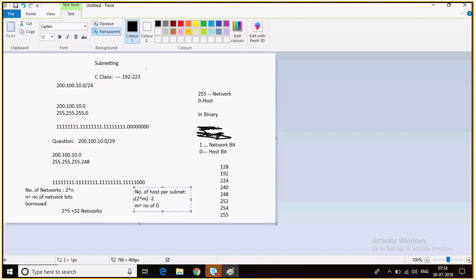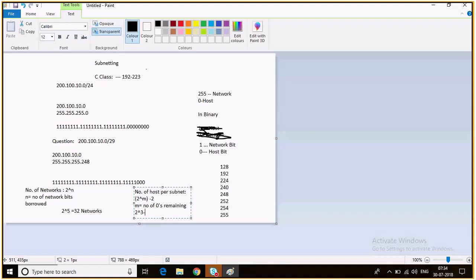Number of zeros or host bits which are remaining. So how many zeros have I been left with when I'm using slash 29, which is my question. The number of zeros that I have here is 3, so my answer will be 2 raised to power 3, right? 2 raised to power 3 is 8, right?